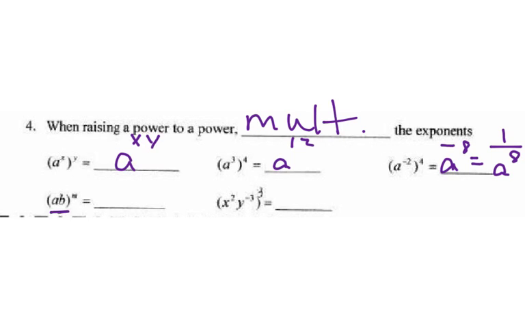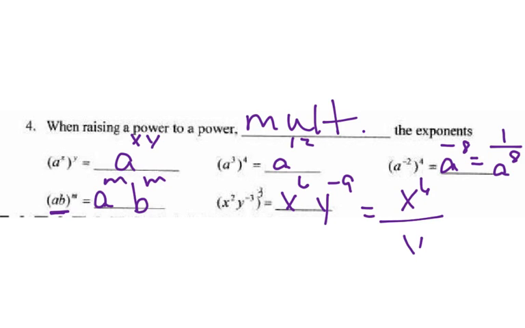If you have two things inside your parentheses, each thing gets raised. So this becomes a to the m, b to the m. This becomes x to the 6th, y to the negative 9, but we can't have a negative exponent, so x to the 6th over y to the 9th.